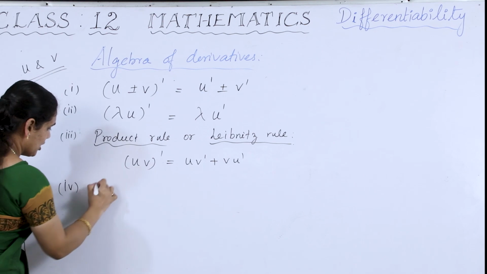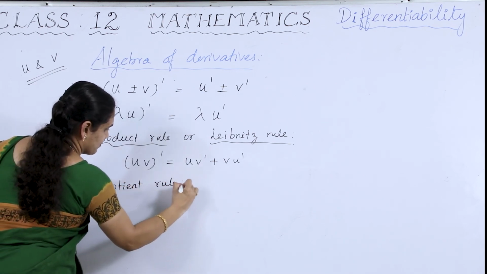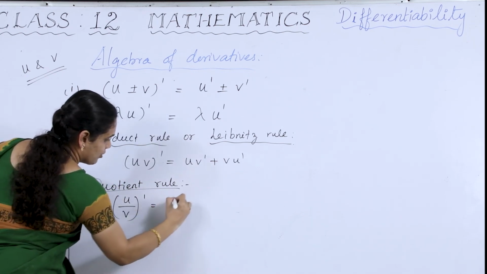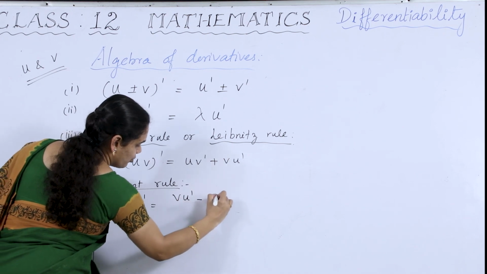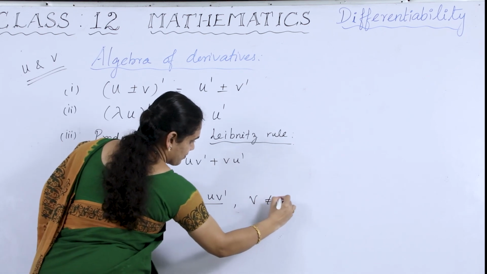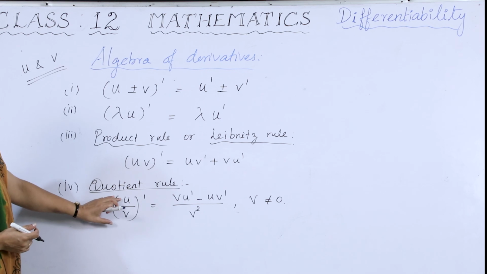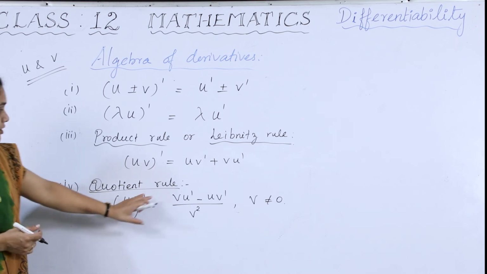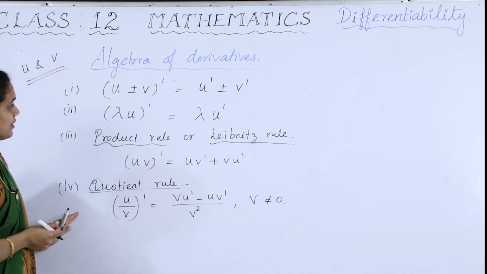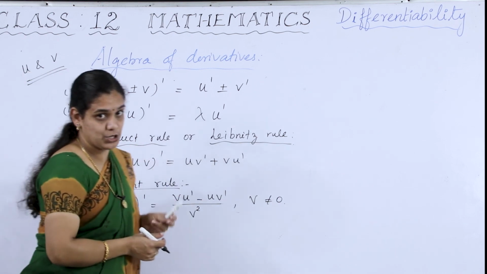And the fourth one is the quotient rule, for division. (u by v) whole dash is equal to (v u dash minus u v dash) by v squared, provided v not equal to 0. Okay, this is the quotient rule. When the functions are in division, we have to apply this formula to find the derivative. Okay, these are the algebra of derivatives. We will be using this for the chain rule that we are going to see in the next session. Thank you.